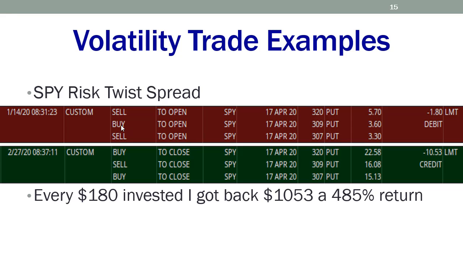Also, a few trade examples. You're going to be seeing me. I'm going to take you through this. This is a SPY risk twist spread. These are all trades that I executed today. That's the on day. This is the off day. That's what I paid. This is what I took it off for. You're going to see me go into some great detail for this particular trade this evening. That was a SPY risk twist spread.